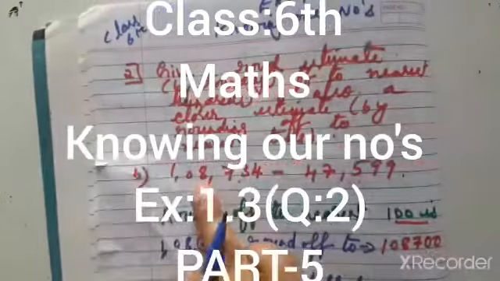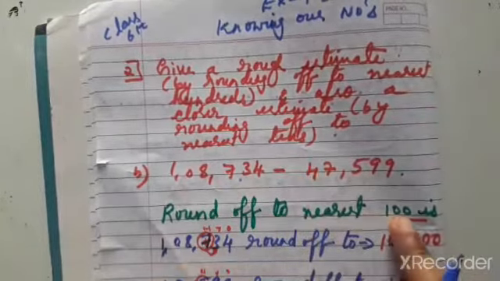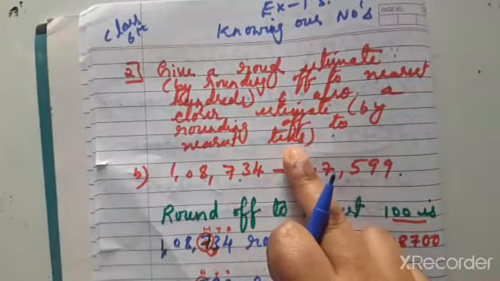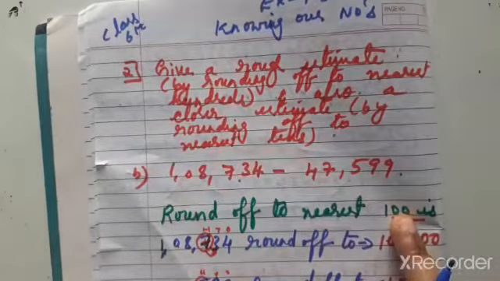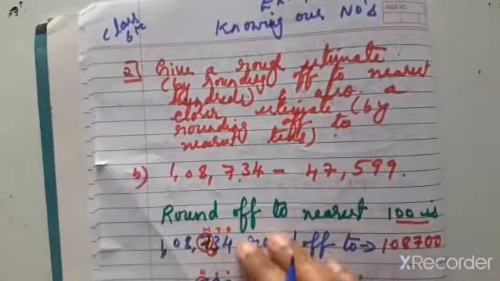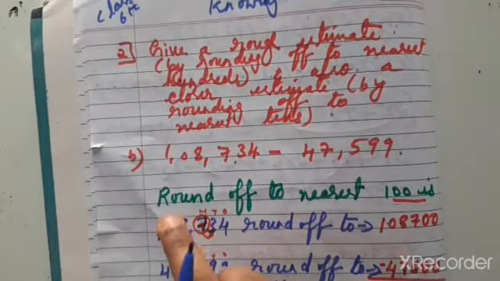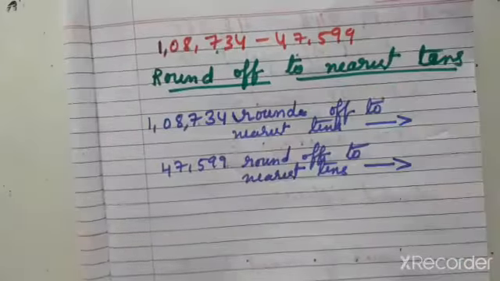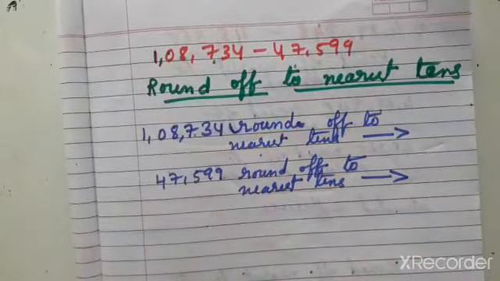Now here, first question, second one B: round off to the nearest 100 place. Round off to the nearest 100 and nearest tens, we have to do the same. Estimated to the nearest 100 place. Again we have to round off by the same method, to the tens place. Again we have to round off to the nearest tens. Now the same number, round off to the nearest tens.